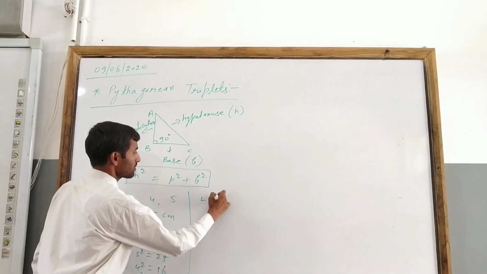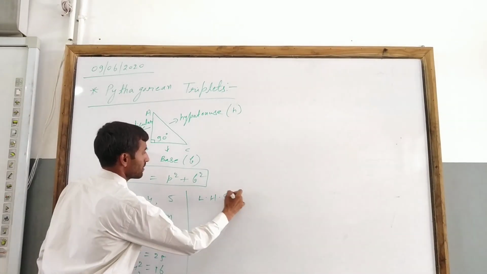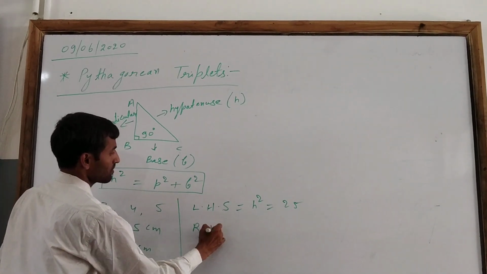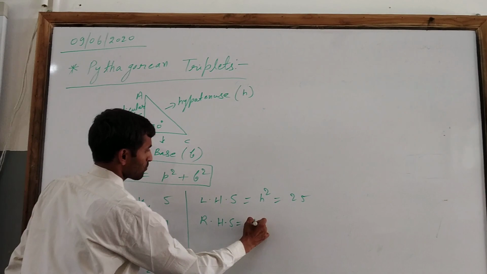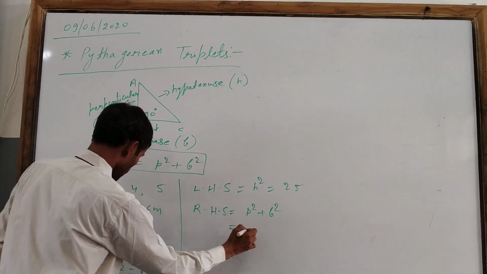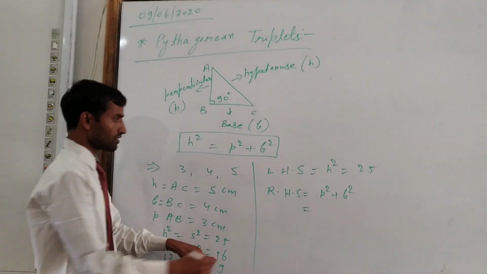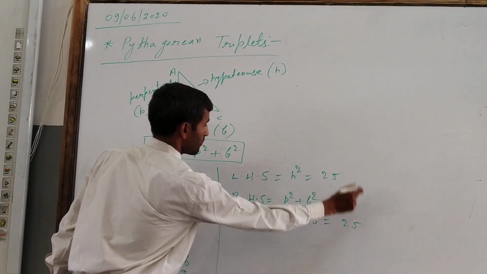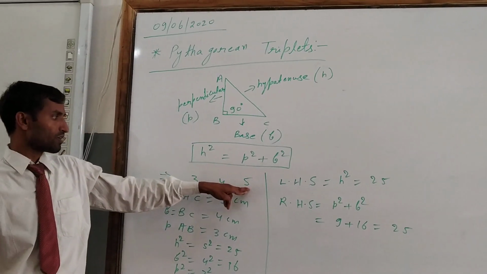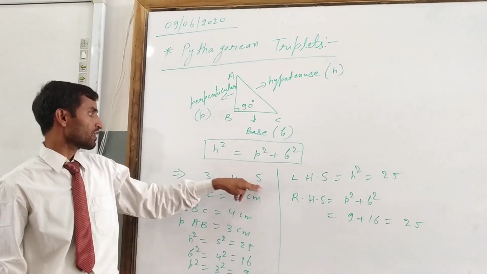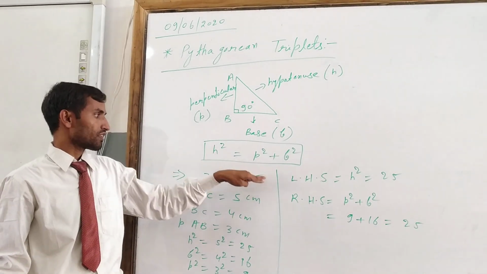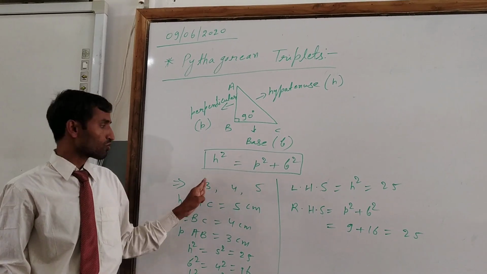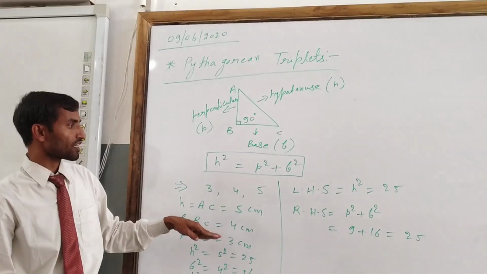LHS is equal to H square, and H square is 25. Now RHS is P square plus B square. P square is 9 and B square is 16, so 9 plus 16 is equal to 25. See, both are equal, so we can say this formula is applicable for these three numbers. These three numbers come as a group, and that is why they are called a Pythagorean triplet. This is one example of a Pythagorean triplet.